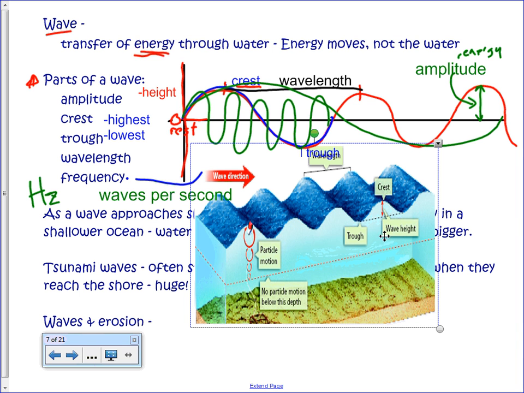You always use amplitude, so just ignore that. What's happening here is the water is really just bouncing up and down. If you imagine a piece of stick or a little piece of wood sitting on the water, when the waves go by, it just goes up and down. It doesn't move with the wave. Just the energy moves, not so much the water.